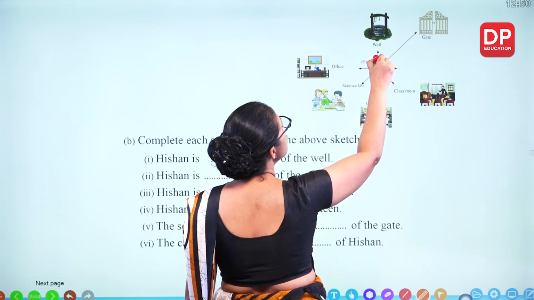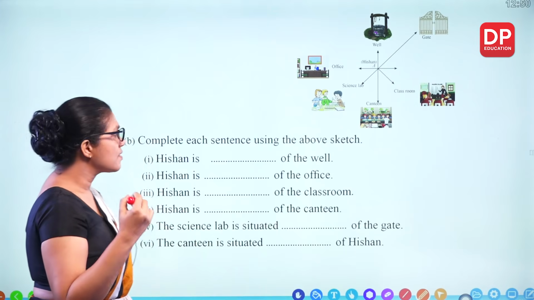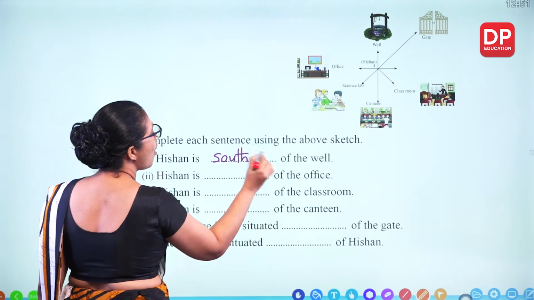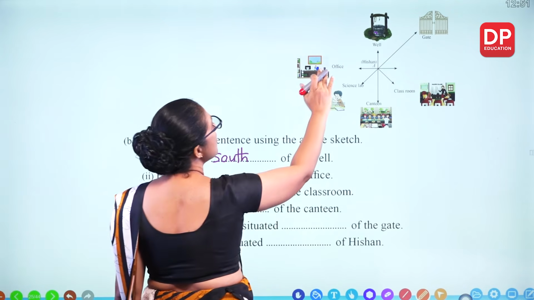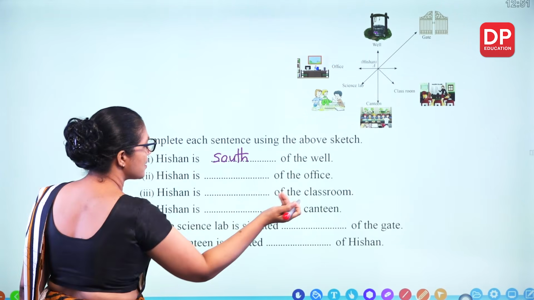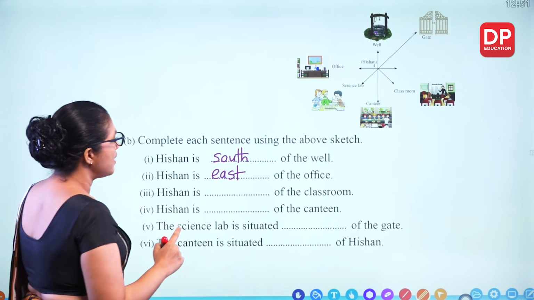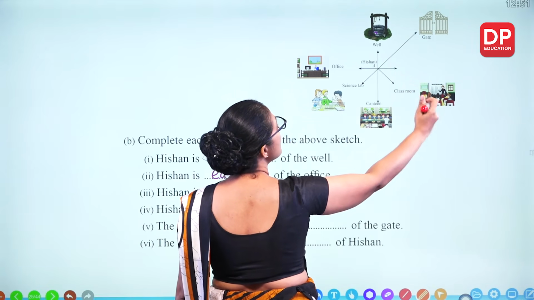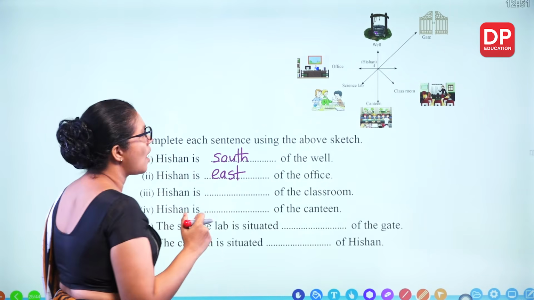So Hishan is down from the well, that means south. So Hishan is south of the well. Hishan is blank of the office. If the office is here, Hishan is to the right. That means east. East of the office. Hishan is blank of the classroom. If the classroom is here, this direction is in between south and west. So that's the southwest direction.